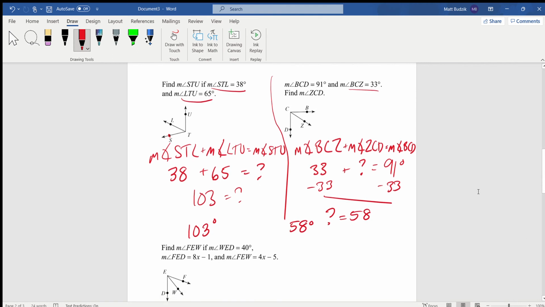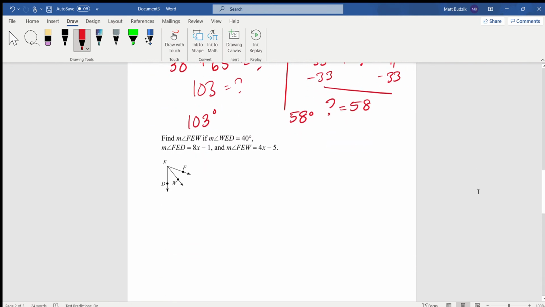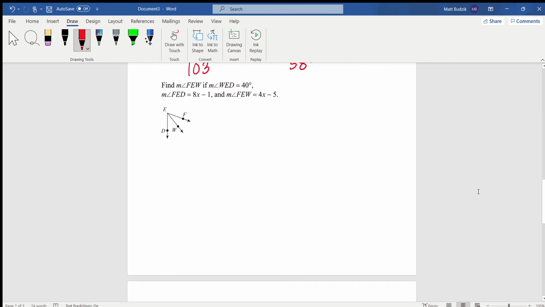So let's keep on moving. Again, variables, don't panic. Don't freak out because you're seeing the x's. Geometry doesn't change. So the measure of angle FEW plus the measure of angle WED is equal to the measure of angle FED.